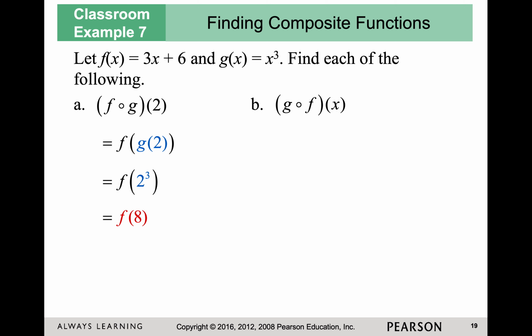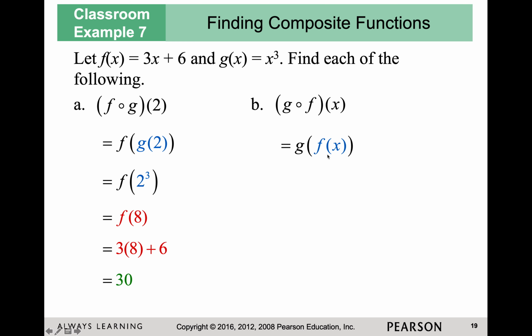I'm not done because I still have to take that 8 and replace x with it in the f equation, which would give me 30. So I get a number. For part B, you're going to get an equation and not a number. And that's what's different. So we're going to follow the same process.